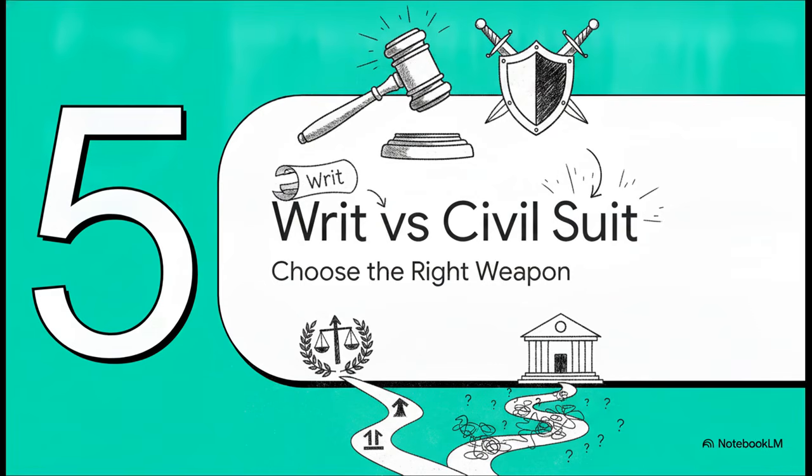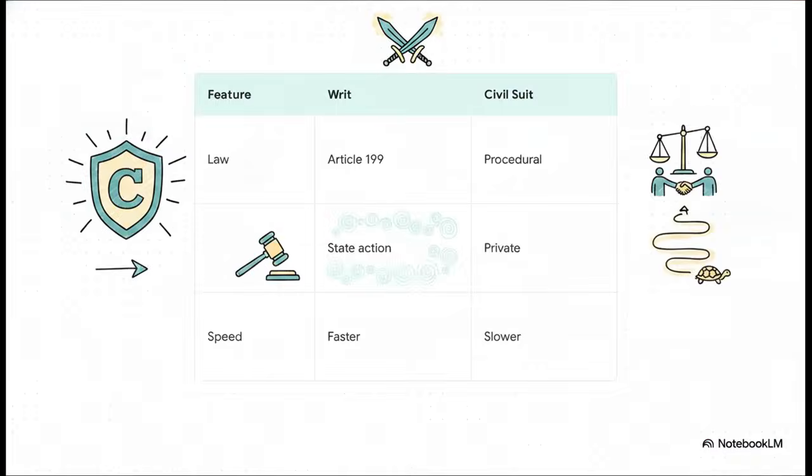Section 5. Writ versus ordinary civil suit. Choosing the right weapon. A lot of people ask, why don't I just file a normal lawsuit? And this brilliantly illustrates the difference. A writ petition draws its immense power directly from Article 199 of the Constitution, whereas a standard civil suit is based on everyday procedural laws. A writ targets unlawful state action. A civil suit is usually just for private disputes between two individuals or maybe two companies.